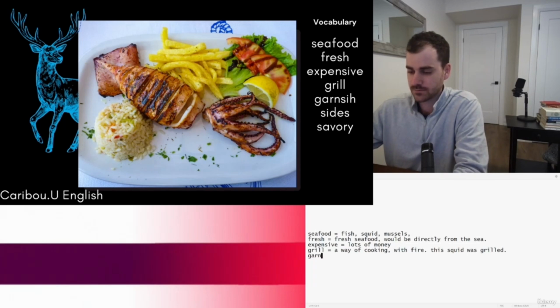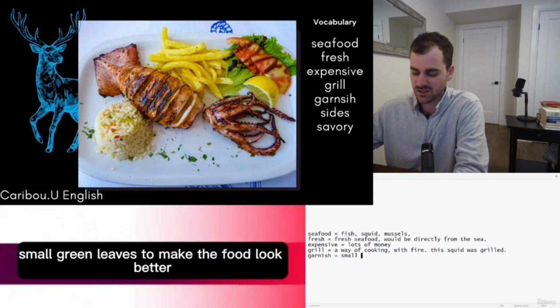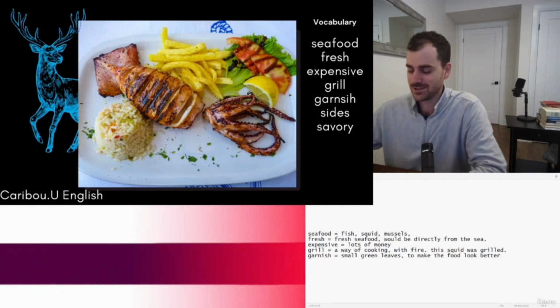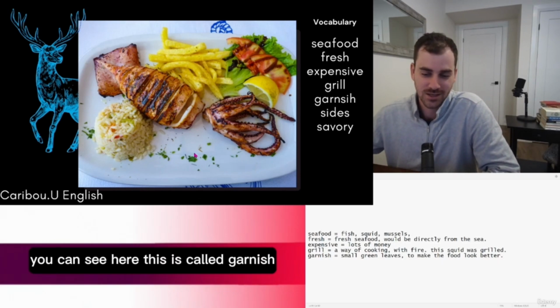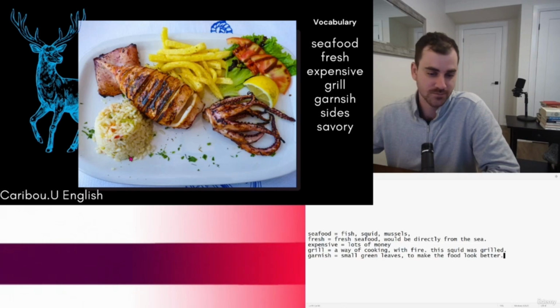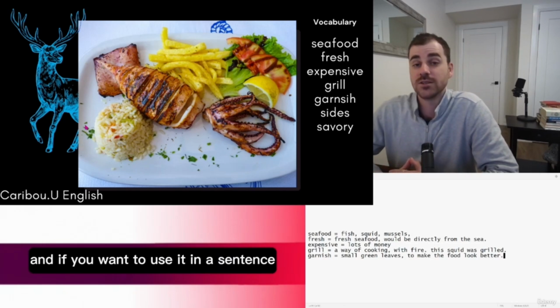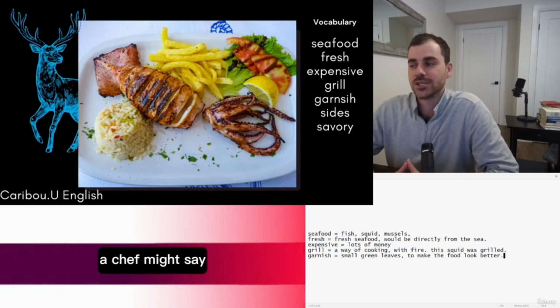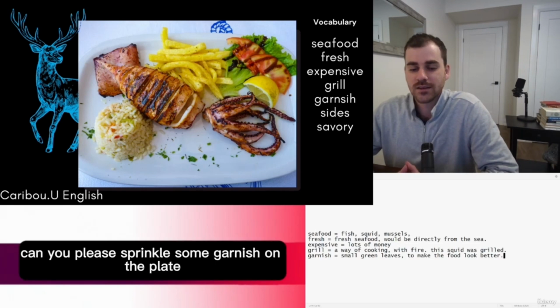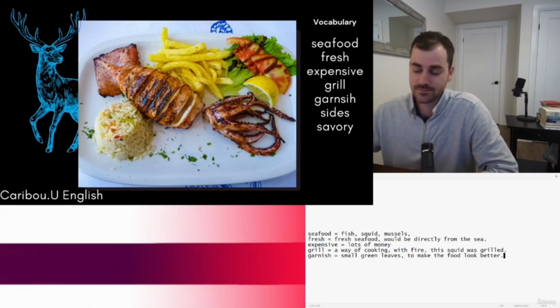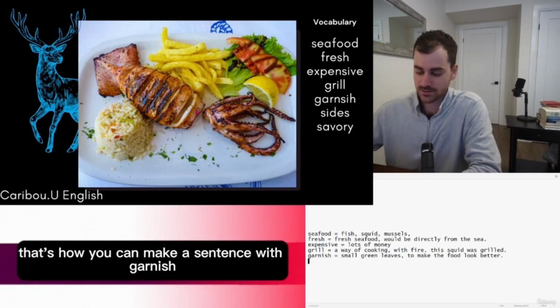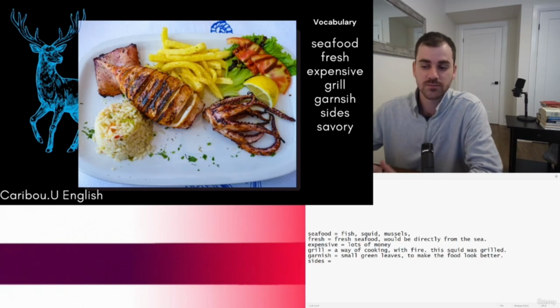Garnish. Those are like small green leaves to make the food look better. They're kind of like a decoration. You can see here, this is called garnish. And if you want to use it in a sentence, a chef might say, "Can you please sprinkle some garnish on the plate?" That's how you can make a sentence with garnish.